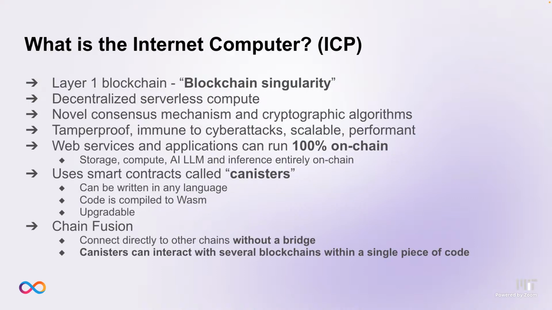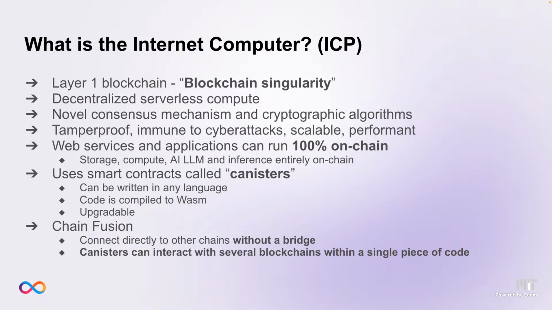So insert the Internet Computer. What is the Internet Computer? We're a layer 1 blockchain, but we classify ourselves as a blockchain singularity. We're able to do everything on chain. You don't have to store data on AWS or DigitalOcean. You don't have to outsource compute. You don't have to outsource any of the traditional pain points of traditional blockchain development. We classify ourselves as decentralized serverless compute.